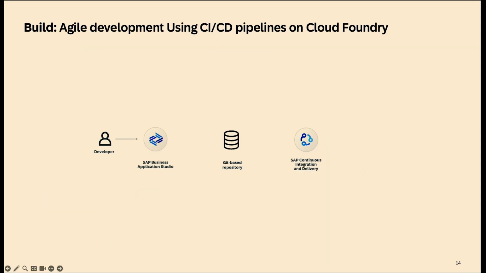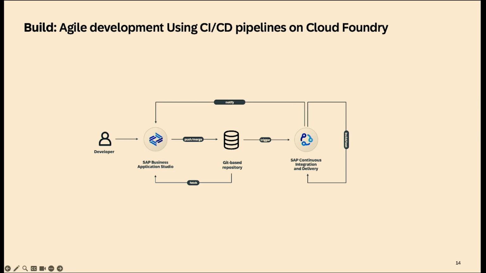So how does it work? As a developer, I can connect through my development environment that will be connected to my Git repository. So I can fetch the code, push and merge. When I'm ready, I can trigger the continuous integration delivery pipeline. Depending on the result, either I have something to change because the tests were failing, or I can decide to go to the next steps, so release the changes that we have done to the transport management system. So this is the build process, how to organize this.